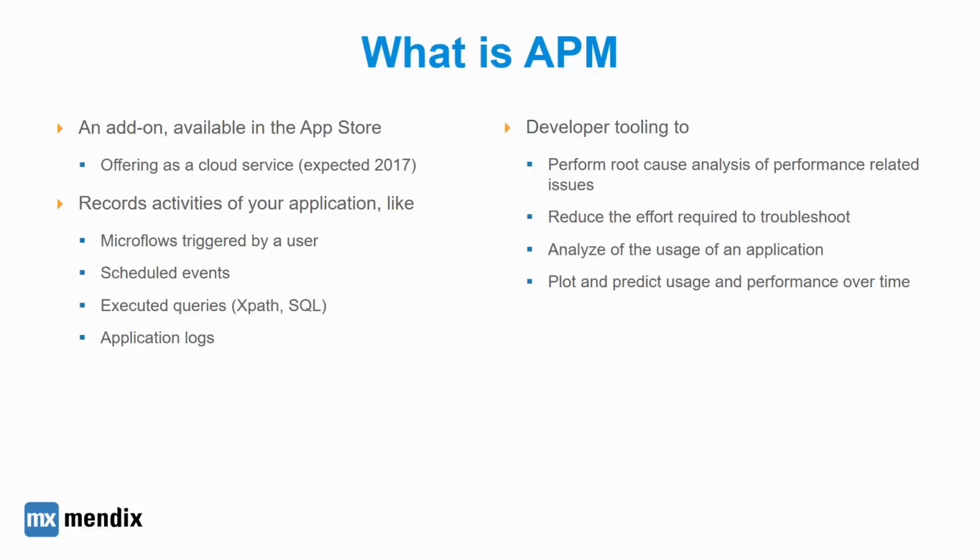With all this information recorded, APM will give you tooling to perform a root cause analysis of performance-related issues. It will also help you to dramatically reduce the effort required to troubleshoot these kinds of performance issues. It will also help you to analyze the actual use of an application, because your application might be getting used differently than you expected at first. It will also help you to plot and predict usage and performance over time. Your performance might degrade, and you want to gain insight into it.